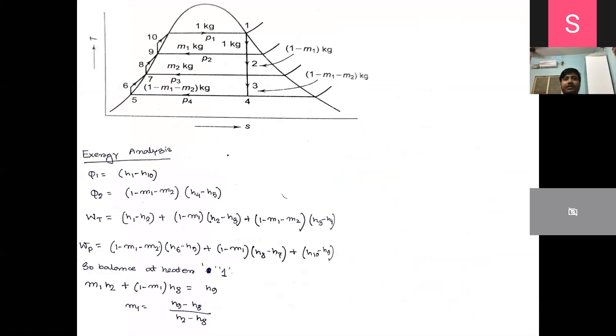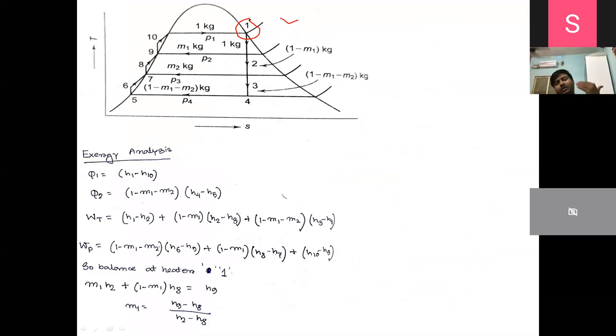So this is the exergy analysis of your regeneration cycle with two feed water heaters. Okay, so let us see. This is your TS diagram, and no superheat is given. There is no superheat, so in this diagram we have shown that there is no superheat.